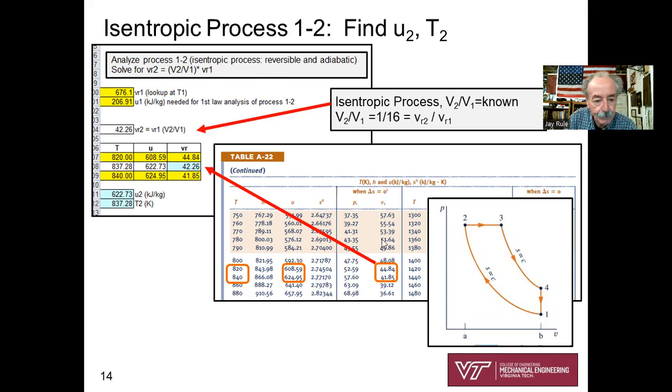We go back to table A22 to shop around for 42.26. All right. Oh, it's in between two numbers. So I'm going to have to back solve. I'm going to have to interpolate for T2. I'm going to need T2 in my analysis. Interpolate for T2 somewhere between 820 and 840. And also looking ahead, we're going to need internal energy, little u. So we'll interpolate for both of those to get that U2 is 622.73 and T2 is 837.3 degrees K. So we're getting somewhere. Okay, so at least we found T2.